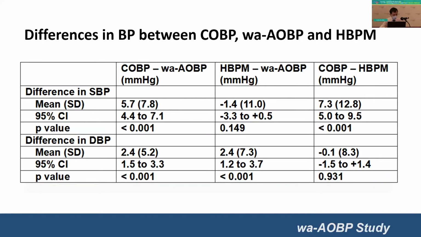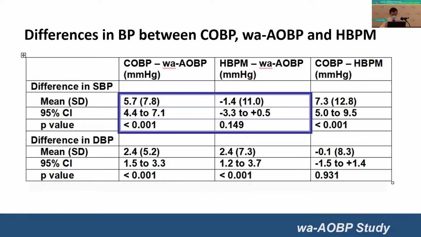This table shows the difference in the 3 sets of data. The waiting area AOBP data was lower than the COBP data by 5.7 millimeters of mercury, which was statistically significant. However, the waiting area AOBP and the home blood pressure monitoring data were not statistically different.